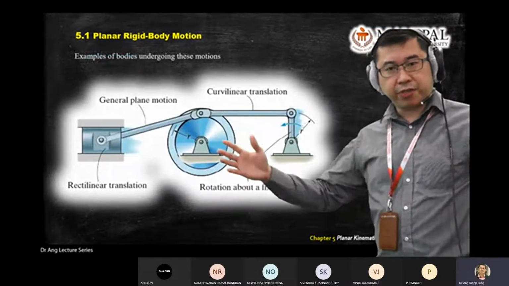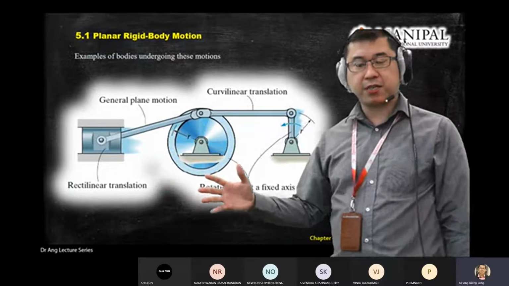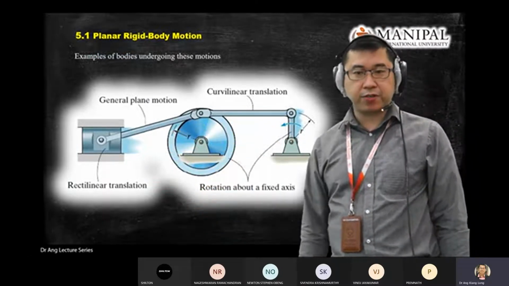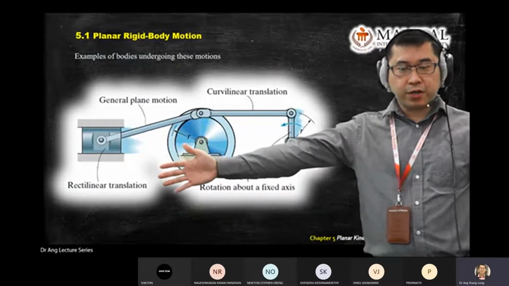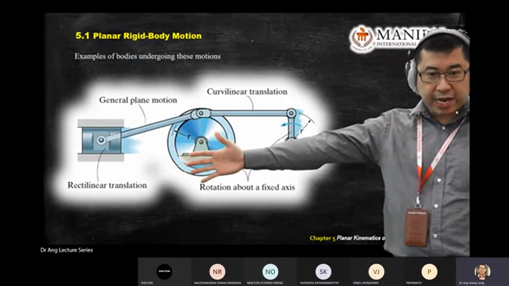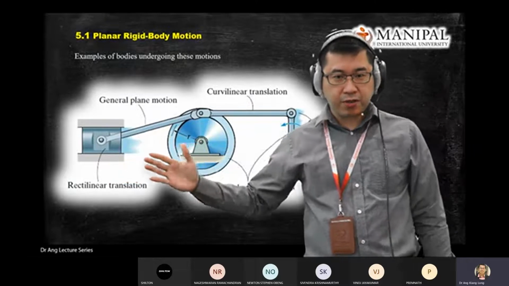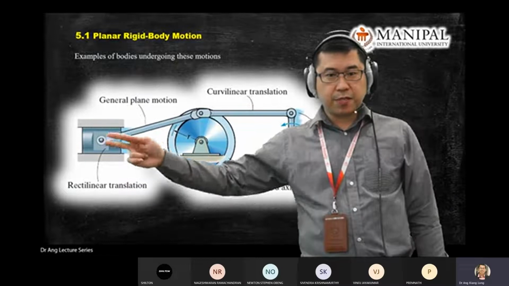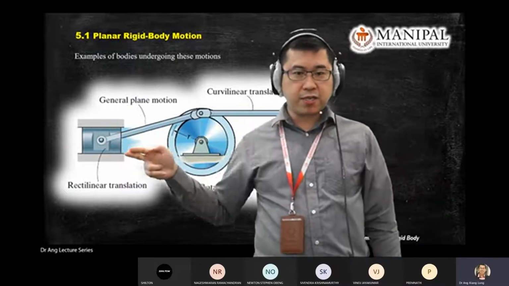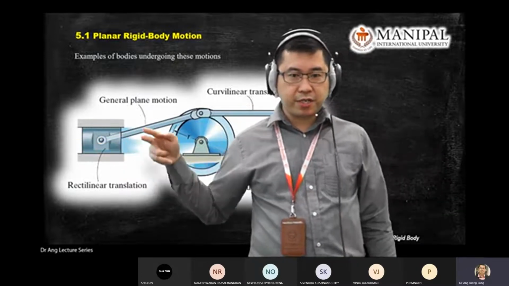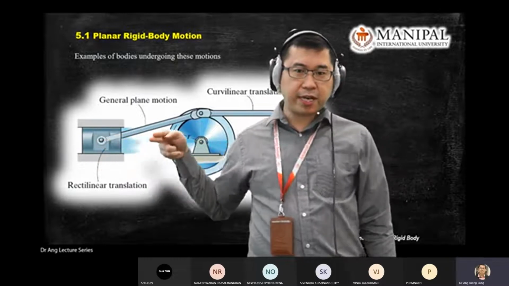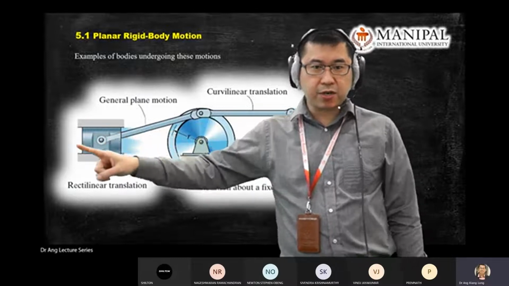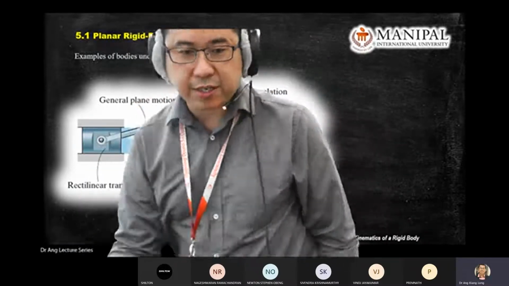So, an example of rigid body motion. Why do we study this in engineering dynamics? Because you're studying mechanical engineering. In your career, or even in your normal life, you will see piston movement. This is piston movement. This is curvilinear translation, where the piston can only move up and down or left to right.